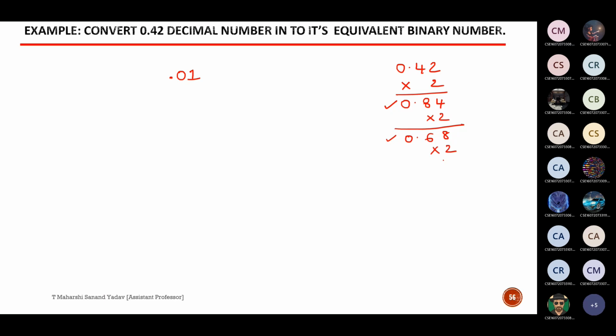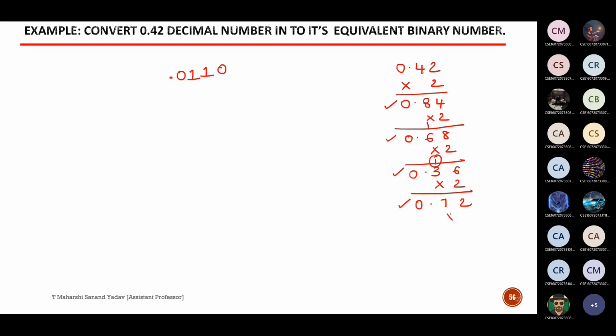Again multiply it with 2. 0.68 into 2 is 1.36. Note down this result 1 and revert it back to 0. Again multiply it with 2. 0.36 into 2 is 0.72. So note down this result, which is 0.